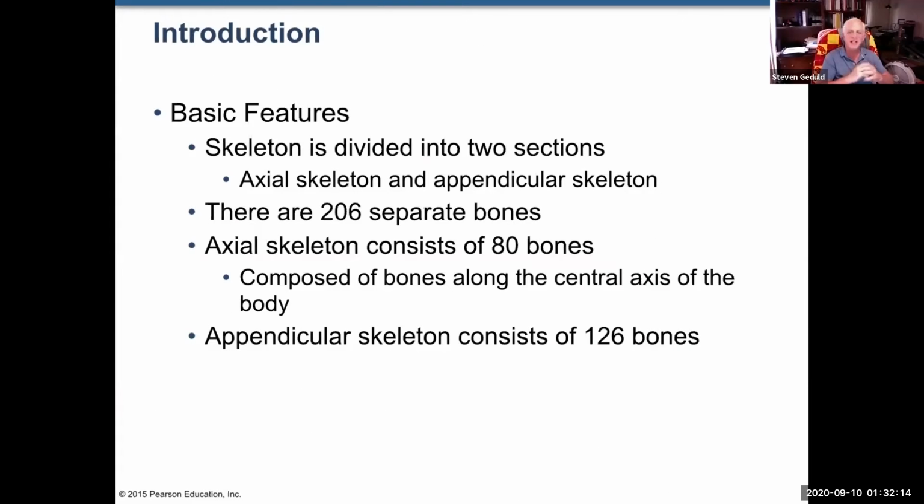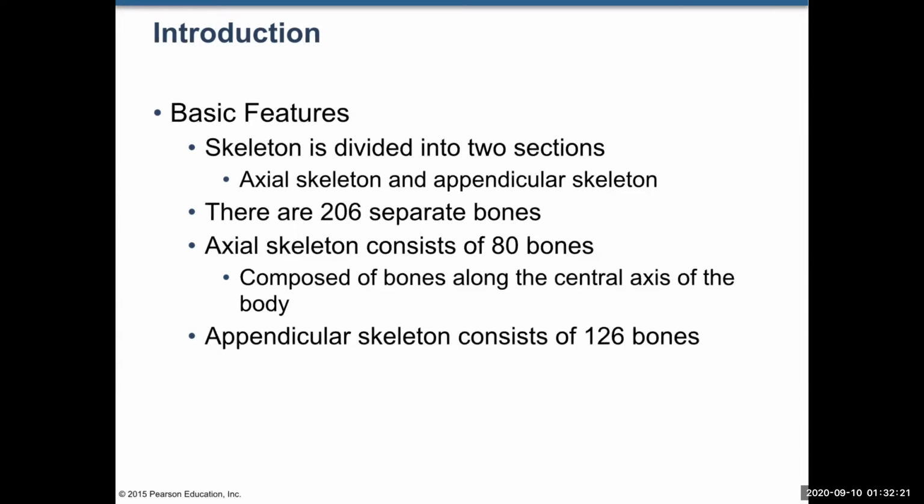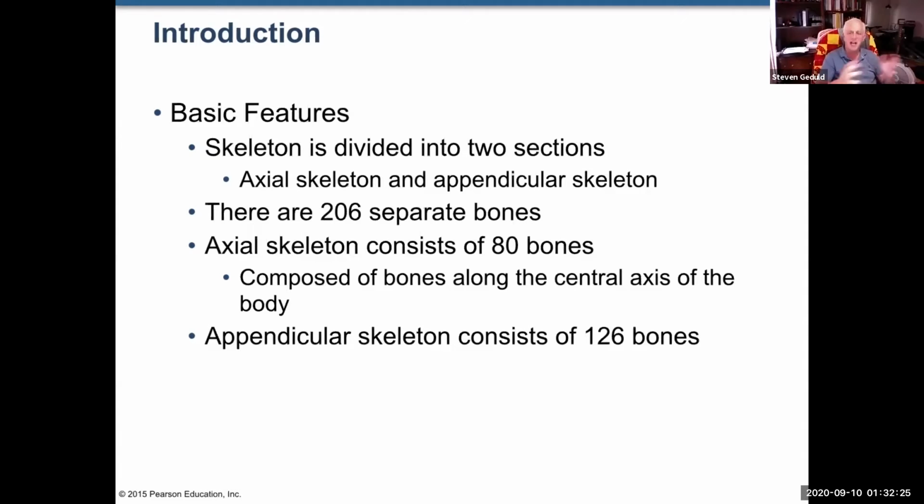The skeleton is divided into two sections, an axial skeleton and an appendicular skeleton. Axial means your core. Appendicular means everything hanging off of that. In the human body, there's 206 separate bones. The axial skeleton consists of 80 bones. The appendicular skeleton consists of 126 bones.